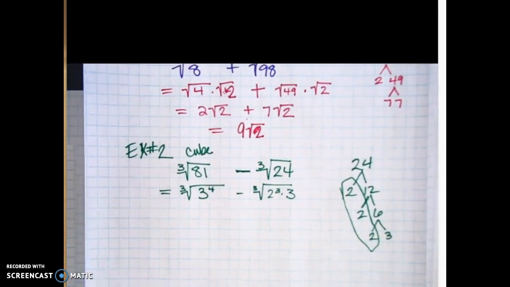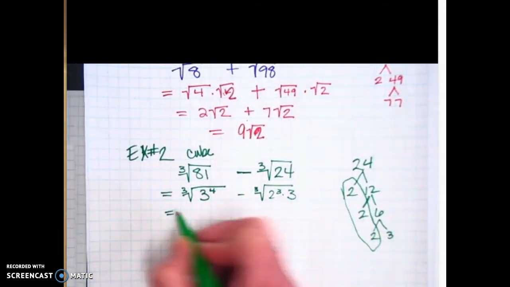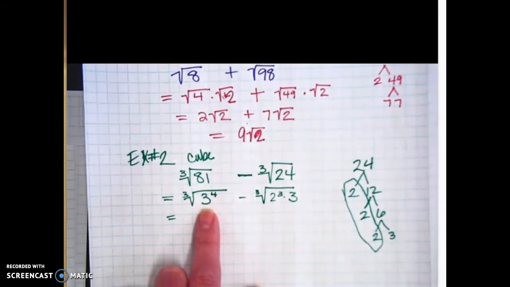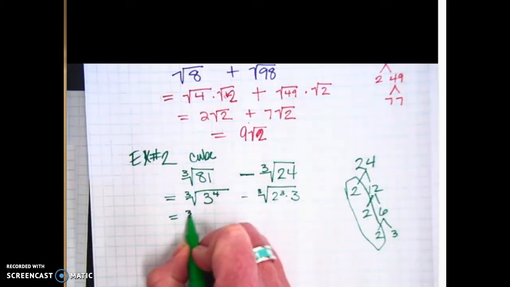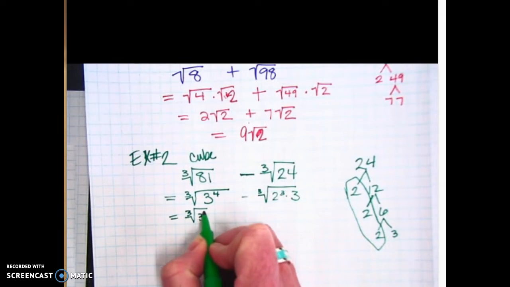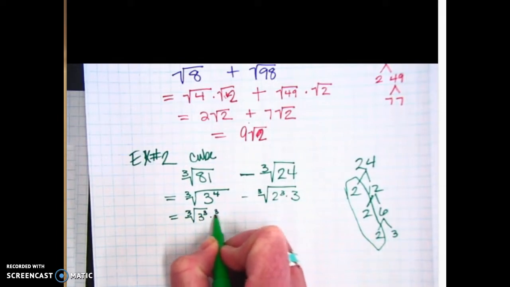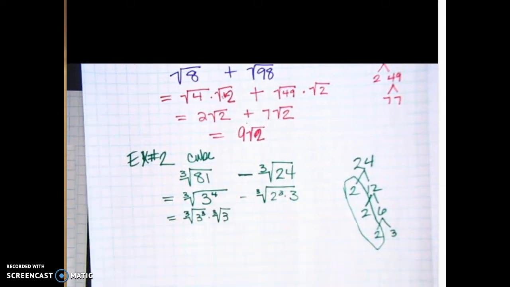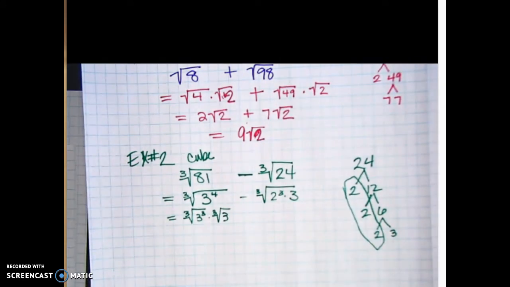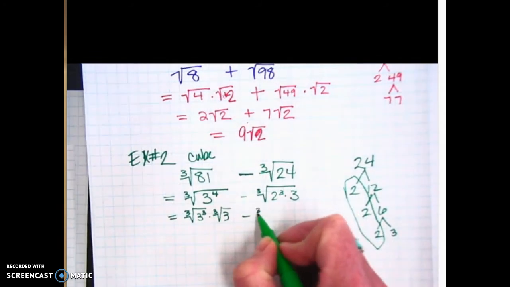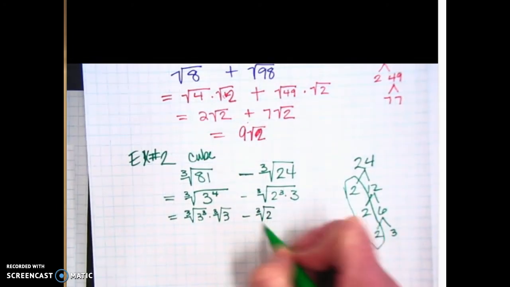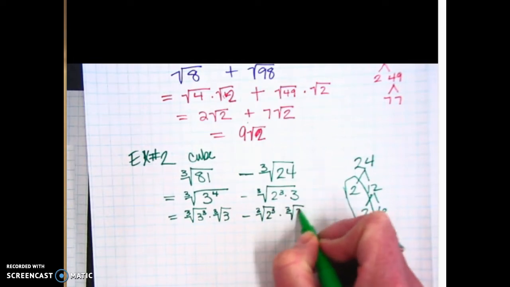Everybody with me so far? Okay. So I'm going to show the step where I separate this. It's a step that you may or may not need to show on your assignment, right? I'm going to rewrite this as the cube root of 3 to the third times the cube root of 3 to the first. You may or may not need to show that, right? And then this one, I'm going to separate as the cube root of 2 to the third times the cube root of 3.